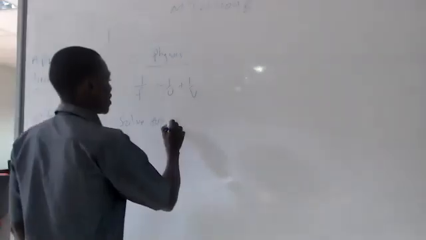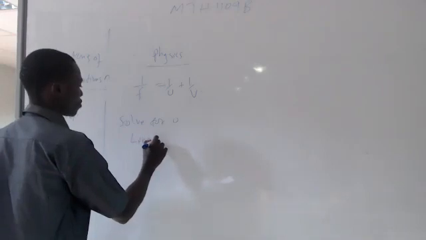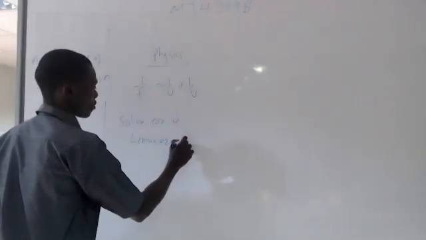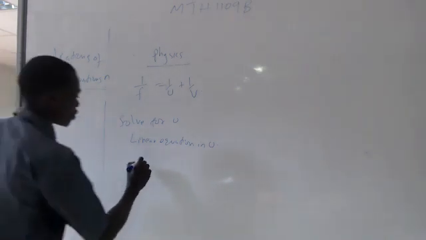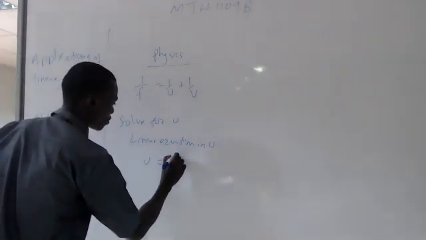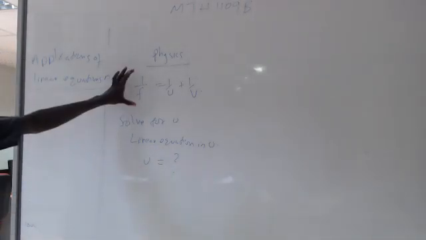How do you solve for u? In this case, you have a linear equation in u, because f and v are known to you. So you want to obtain an expression of the form u is equal to something, which is that something that we're looking for. To solve this is very simple.